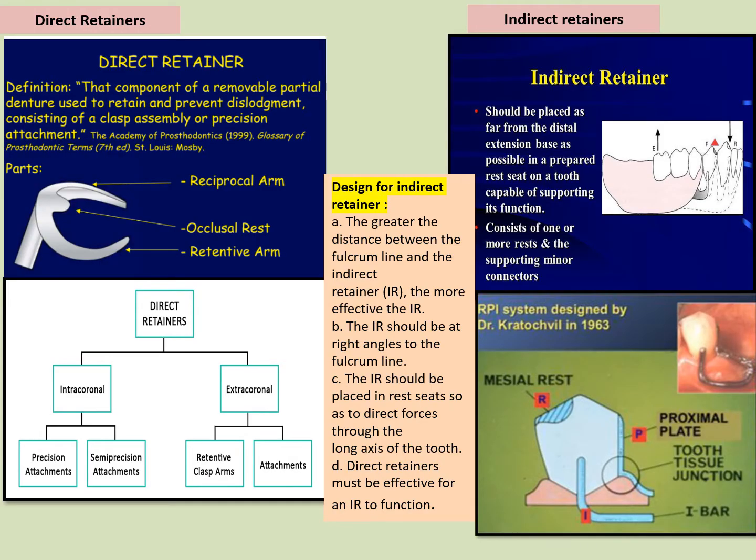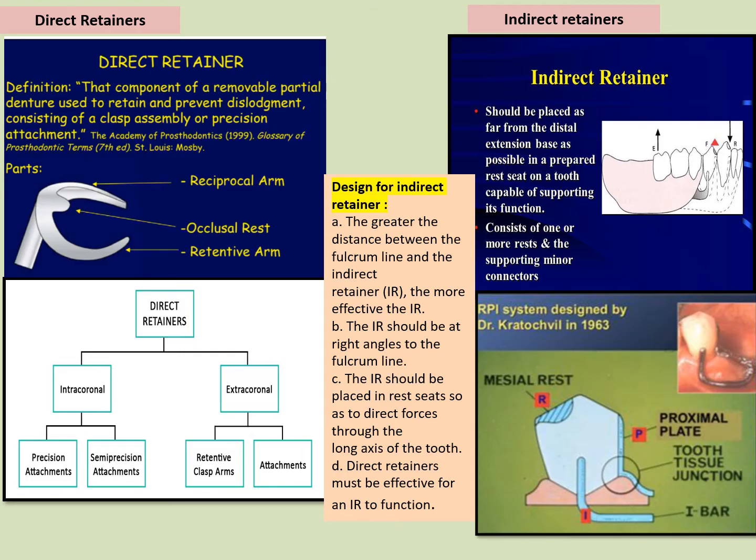Now we can see the design of the direct retainer here. This is the clasp assembly, which has the retentive arm, the clasp arm that gives the retention. This is the reciprocal arm that will reciprocate or balance the action of the retentive arm, so that when the retentive arm is active, no orthodontic tooth movement can happen, because the reciprocal arm will reciprocate its action. All the parts of the RPD framework are rigid except the retentive arm, which is going to be flexible. Now this is the minor connector. So there are four parts of the clasp assembly: minor connector, rest, retentive arm, and the reciprocal arm.